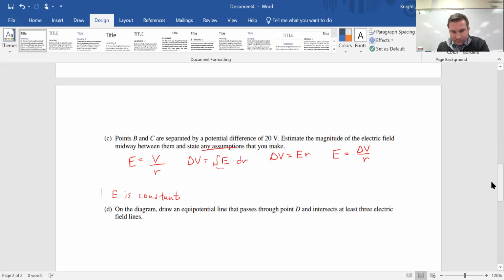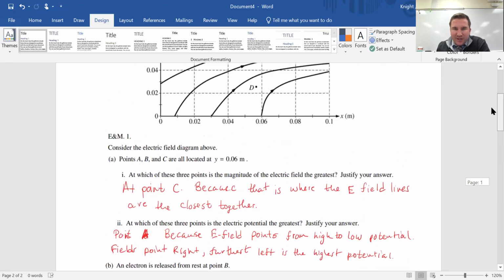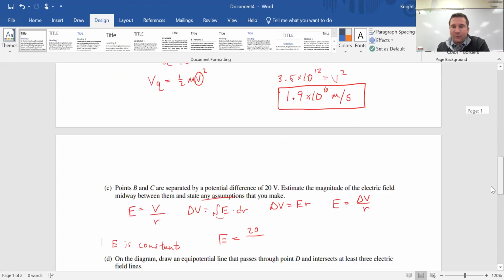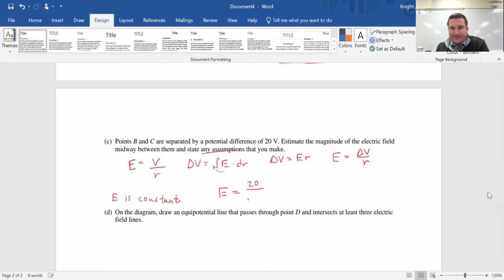So we have E equals potential difference of 20 volts divided by R, which is the distance between B and C, which if we look here, looks like we go from 0.09 to 0.08, so 0.01. That will give us 2,000 newtons per coulomb as the electric field strength.